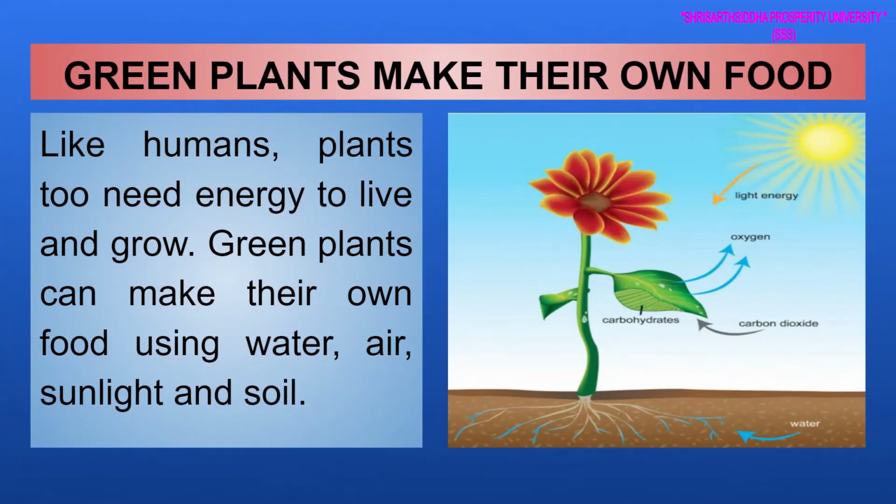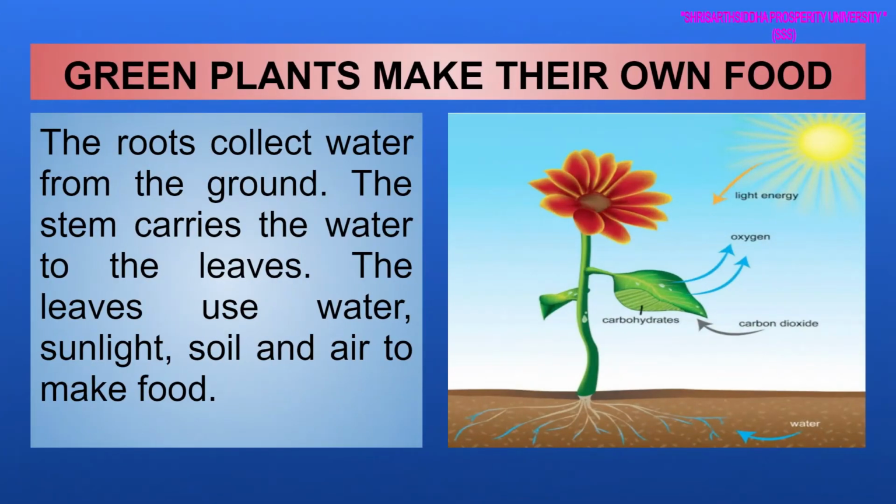Green plants make their own food. Like humans, plants too need energy to live and grow. Green plants can make their own food using water, air, sunlight, and soil. The roots collect water from the ground. The stem carries the water to the leaves. The leaves use water, sunlight, soil, and air to make food.